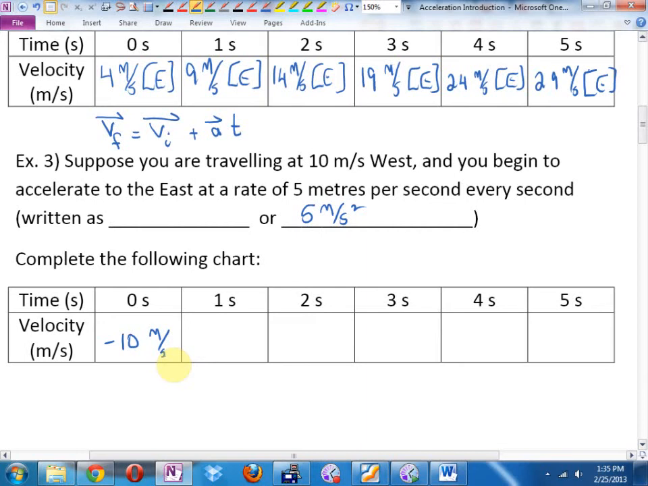Ty, what? -5. You're going -10. Which way is west for you guys? That way. -10 that way, but you're accelerating this way. What's really happening is you're slowing down a little bit. Still heading that way, but not as fast. -5 meters per second.